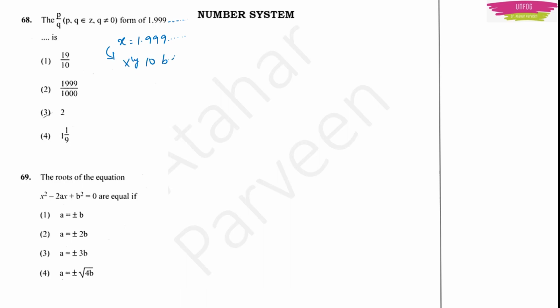Both sides you have to multiply. Then you get 10x is equal to 19.999 recurring. Now you can write this 19.999 as 18 plus 1.999, right? But this 1.999 is x, that is given in your question. So 10x will be equal to 18 plus x. Or you put x on the left hand side, you get 9x is equal to 18, or x is equal to 2.